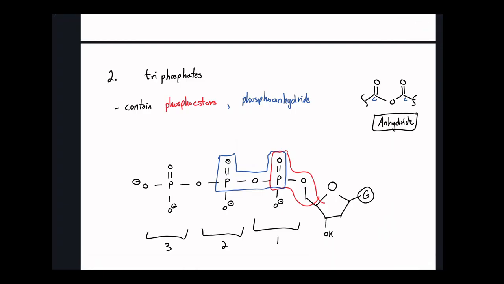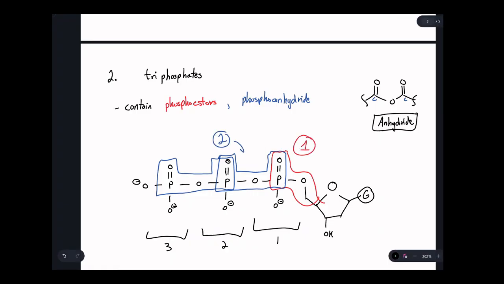So here we have an anhydride bond. I like to call it a POP bond because it's P-O-P. These are phosphoanhydride bonds. There's one here, and there's also another one over here. So keep in mind that these aren't all linked by phosphoesters. In this case, we have one phosphoester and two different phosphoanhydride bonds.